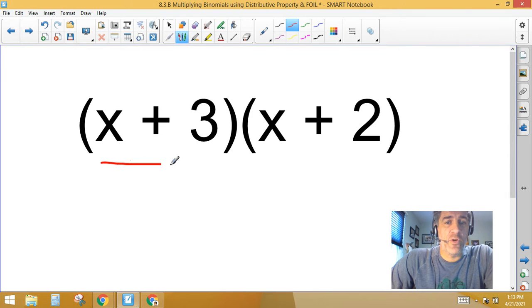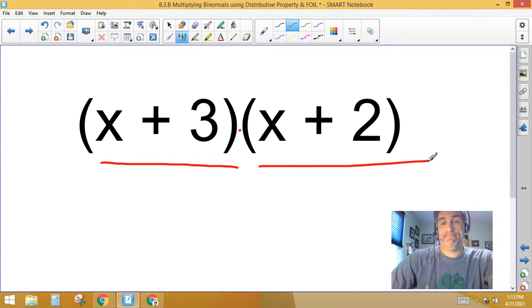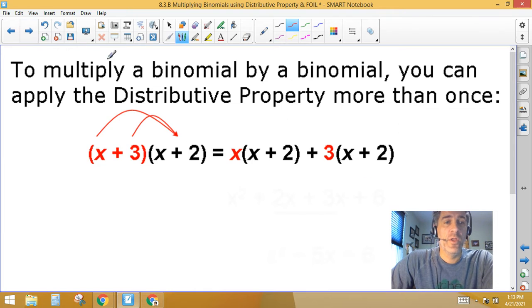All right, here I have a binomial, two pieces, two terms, multiplied by another binomial. Binomial times binomial. Like I said, I'm going to show you two methods using this same exact example, and then a couple of our own examples. First way to multiply a binomial with a binomial: using the distributive property.